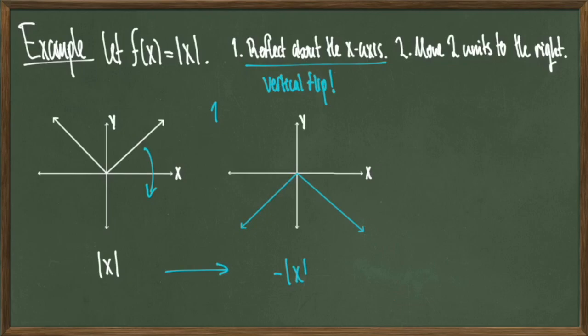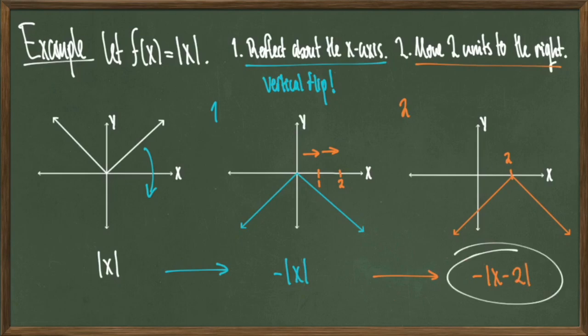Now, moving on to step 2, we need to move our function 2 units to the right. Graphically, we have our upside down function shifted 2 units to the right, and since this is a shift along the x-axis, we have to alter the input of this function. So by definition, that would look like f of x minus 2, so in our case, that would look like negative absolute value of the quantity x minus 2. And that's all we need to do.